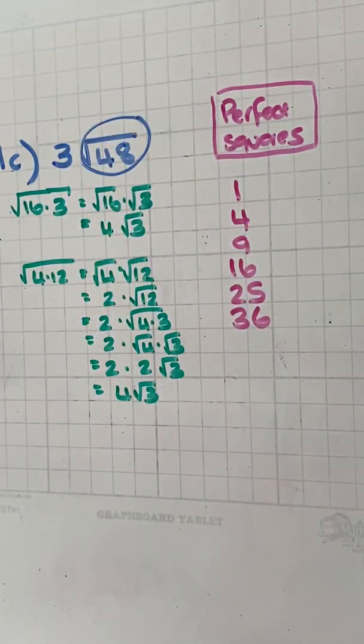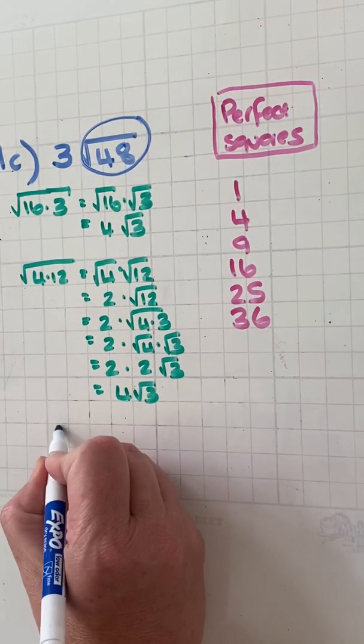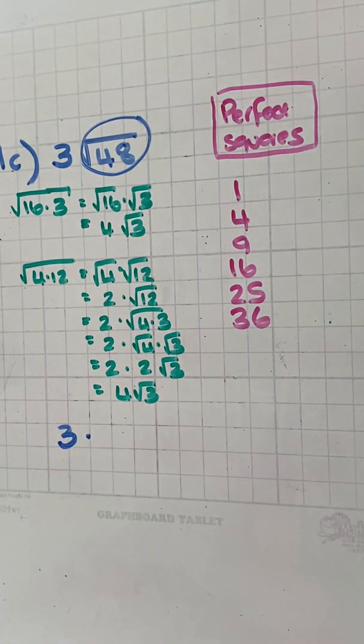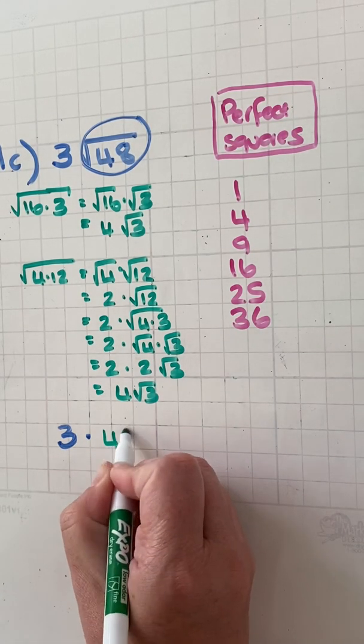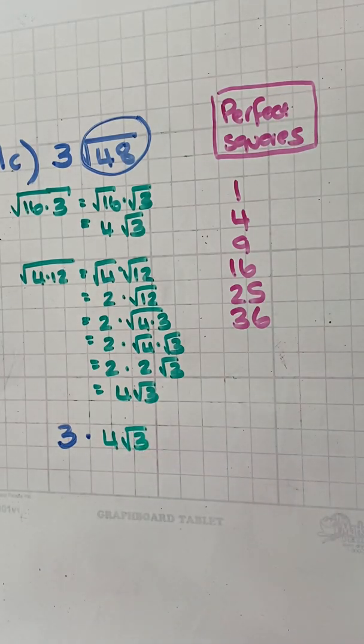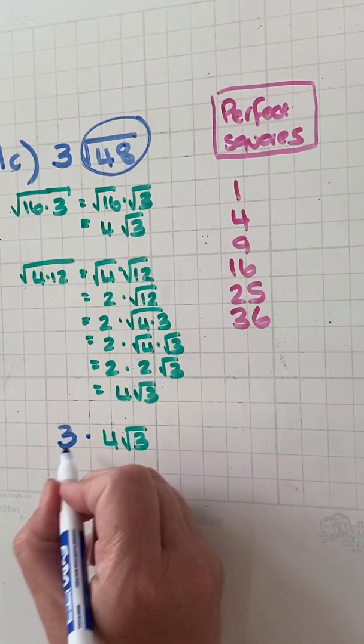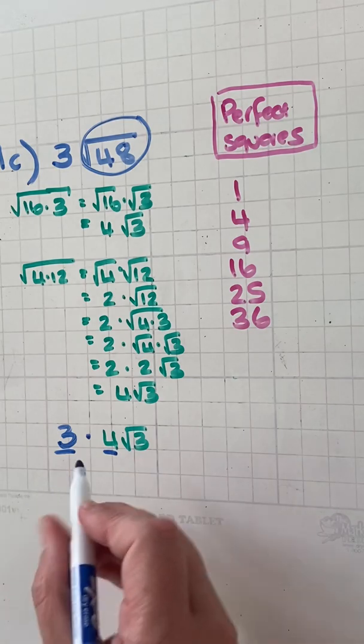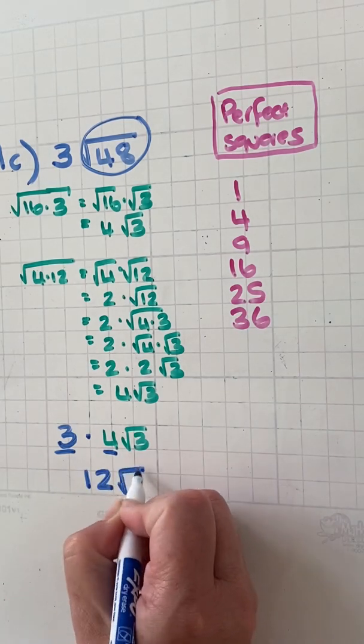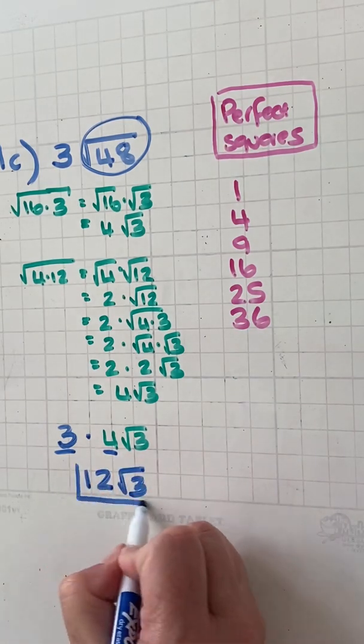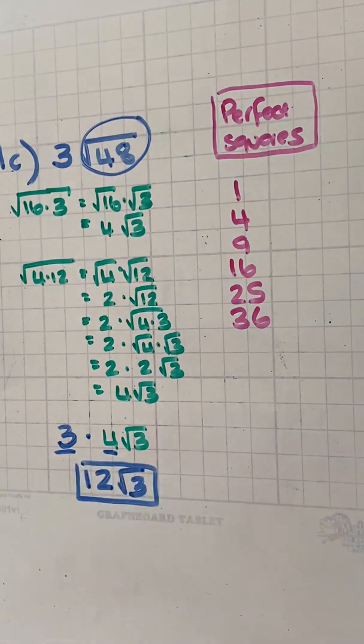But what about that 3 in the front? Well, it's really easy. You're just going to make that 3 times and then replace the square root of 48 with 4 times the square root of 3, which would then simplify. You would just multiply 4 times 3, and that's going to give you 12 square roots of 3, and that is your final answer.